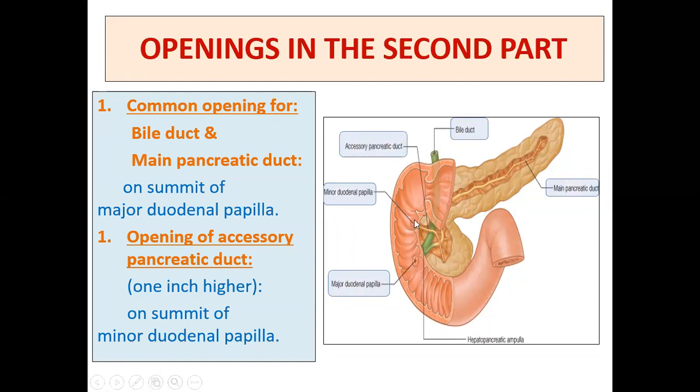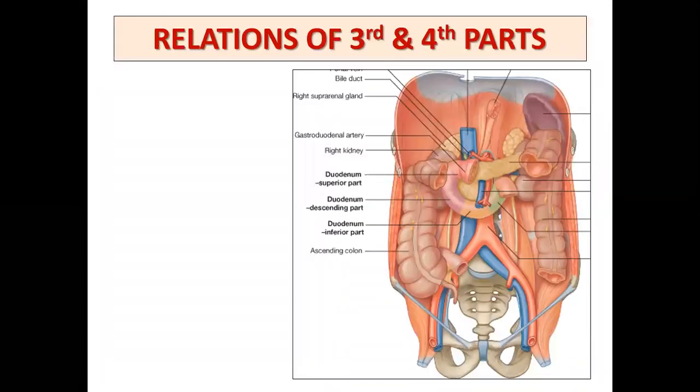So here is the minor duodenal papilla, and this is the accessory pancreatic duct. The main pancreatic duct is here, which will open along with the bile duct into the major duodenal papilla. This accessory duct will open into the minor duodenal papilla. So these are the two important openings in the second part.